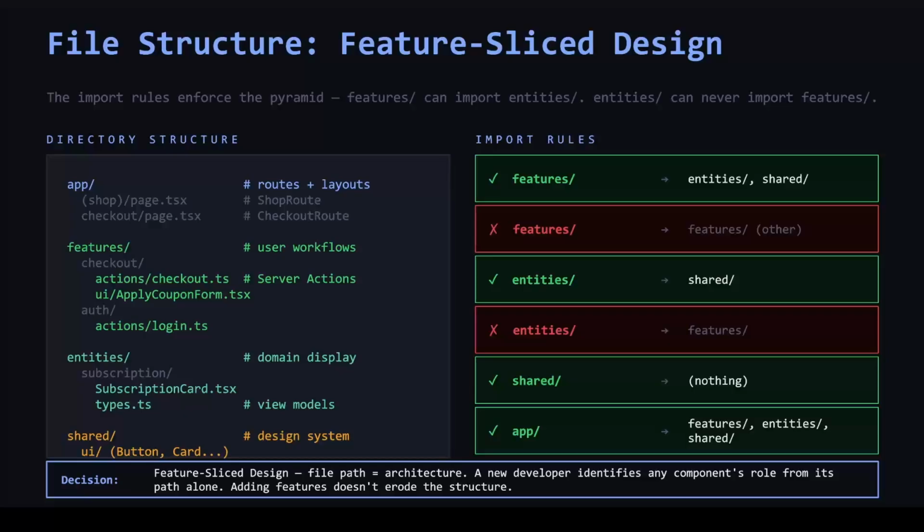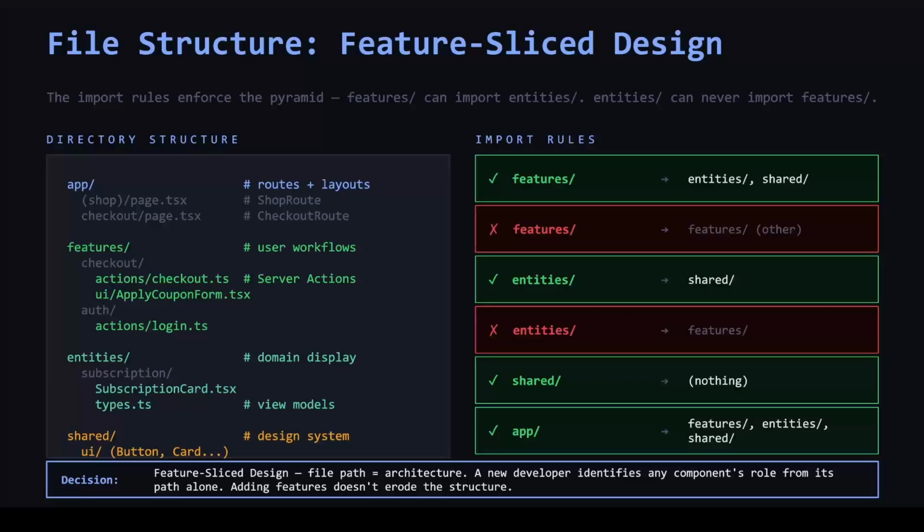Feature contains the workflow implementations. Checkout, auth, each with its own server action and client components. Entity contains domain entity display components with their view model types. Shared contains design system primitives, the Supabase client, and utility functions.